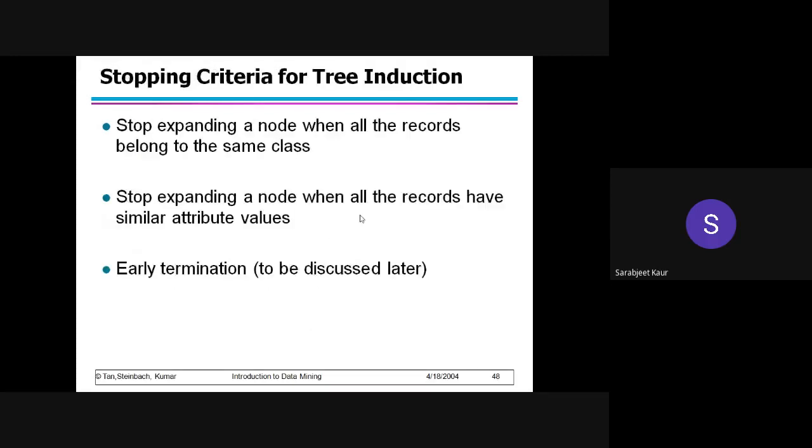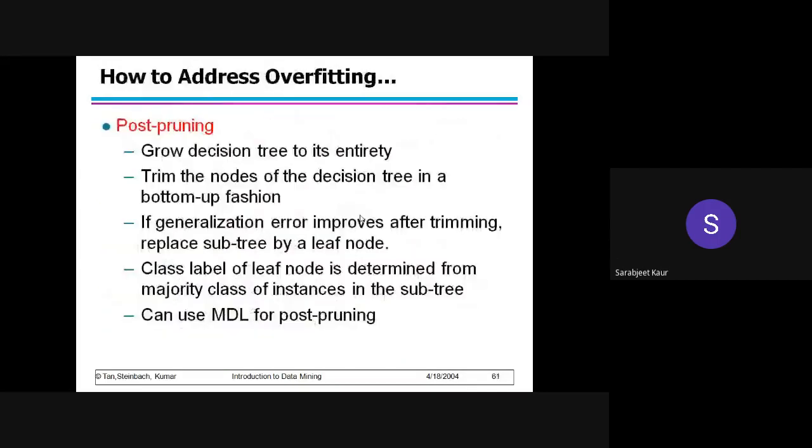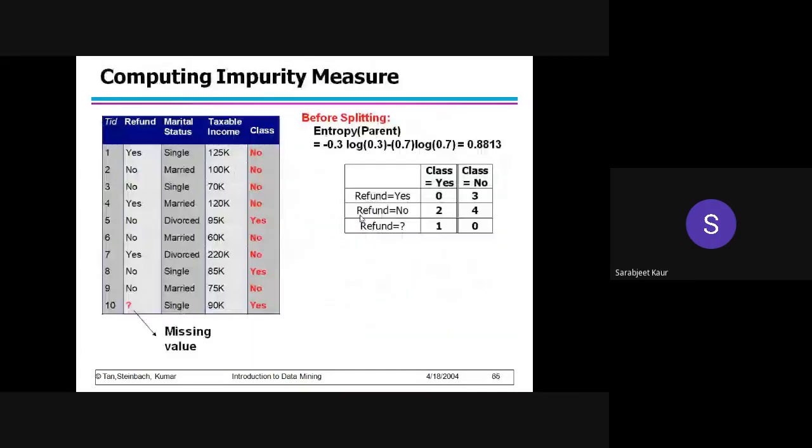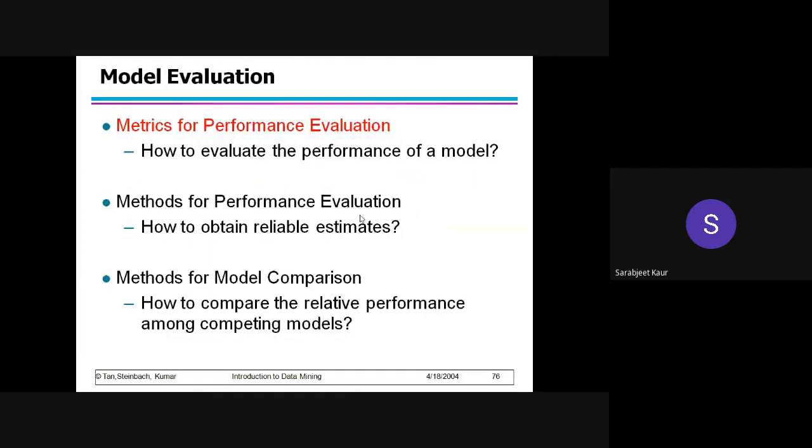Now, in tomorrow's class, I want to introduce some metrics to measure the efficacy of a decision tree. So we will see how to evaluate the performance of a decision tree. This is what we will see in the next class, and we will finish this chapter also.